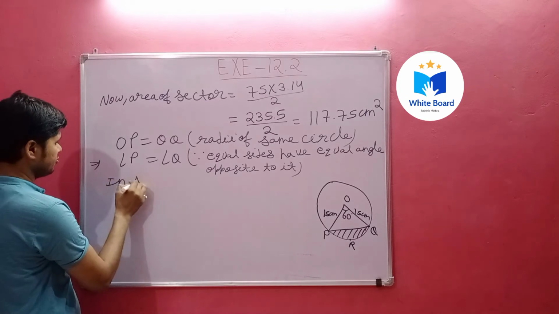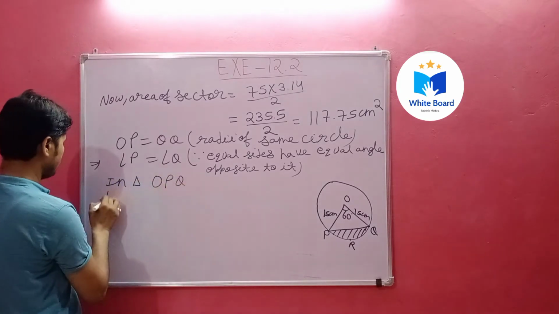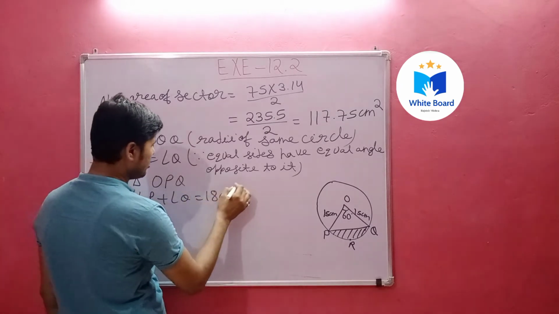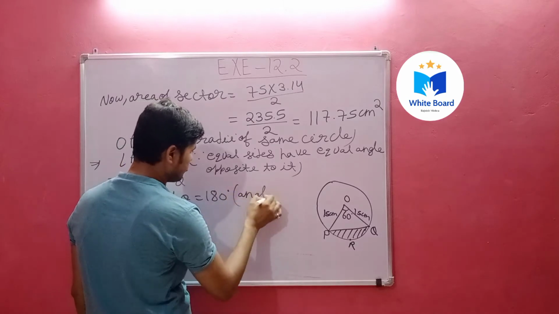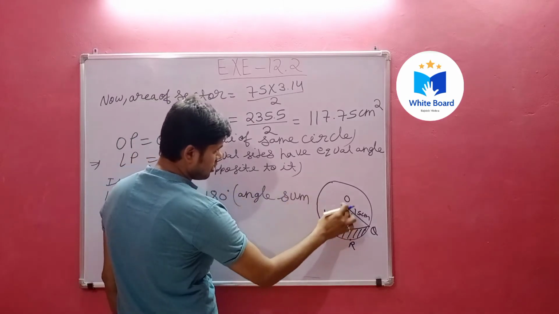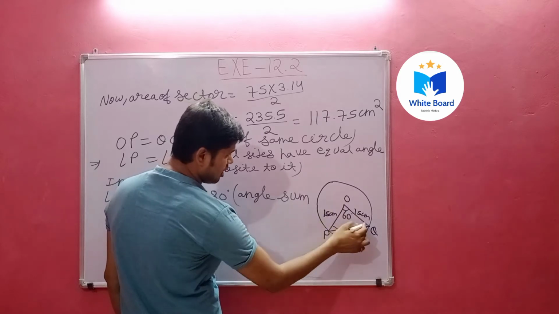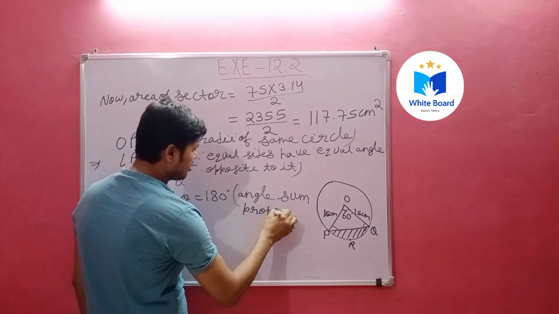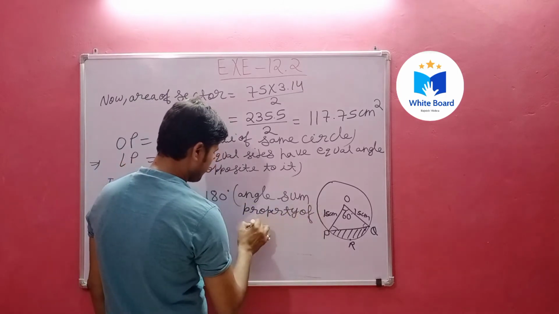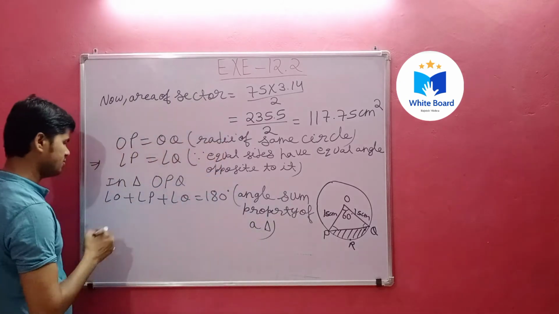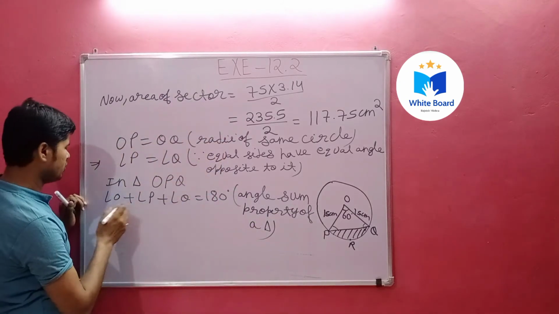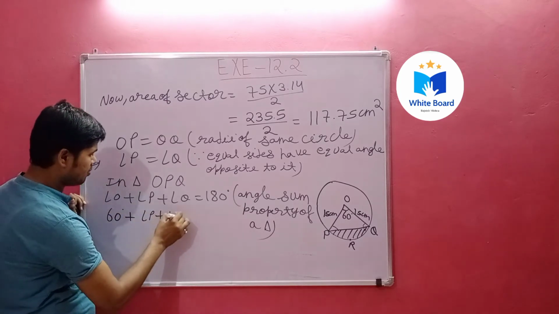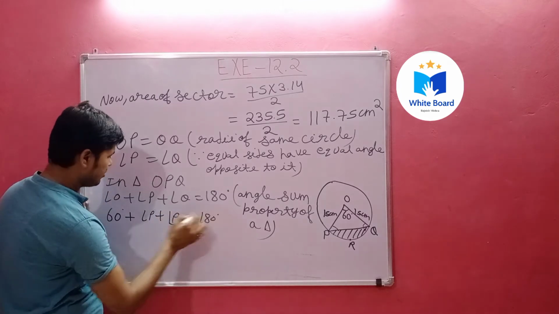In triangle OPQ, angle O plus P plus Q equal to 180 degree, by the angle sum property of a triangle. In triangle OPQ, this angle O, this P and this Q will give you the sum of 180 degree. That is the angle sum property of a triangle. Since we have proved angle P equal to angle Q and O is given 60 degree, 60 plus angle P plus angle P equal to 180 degree.